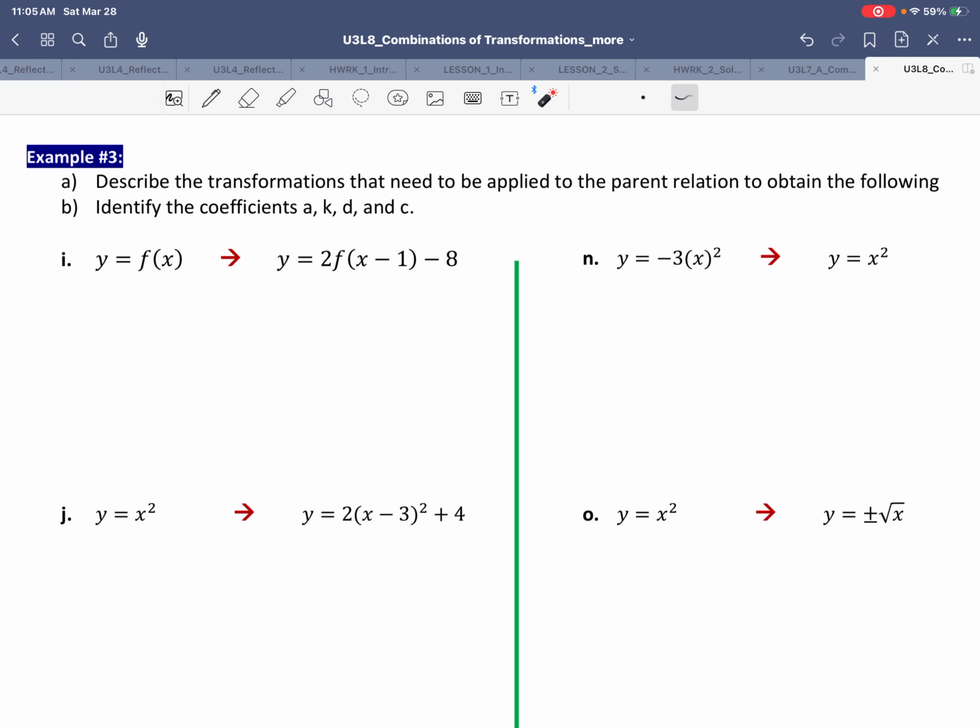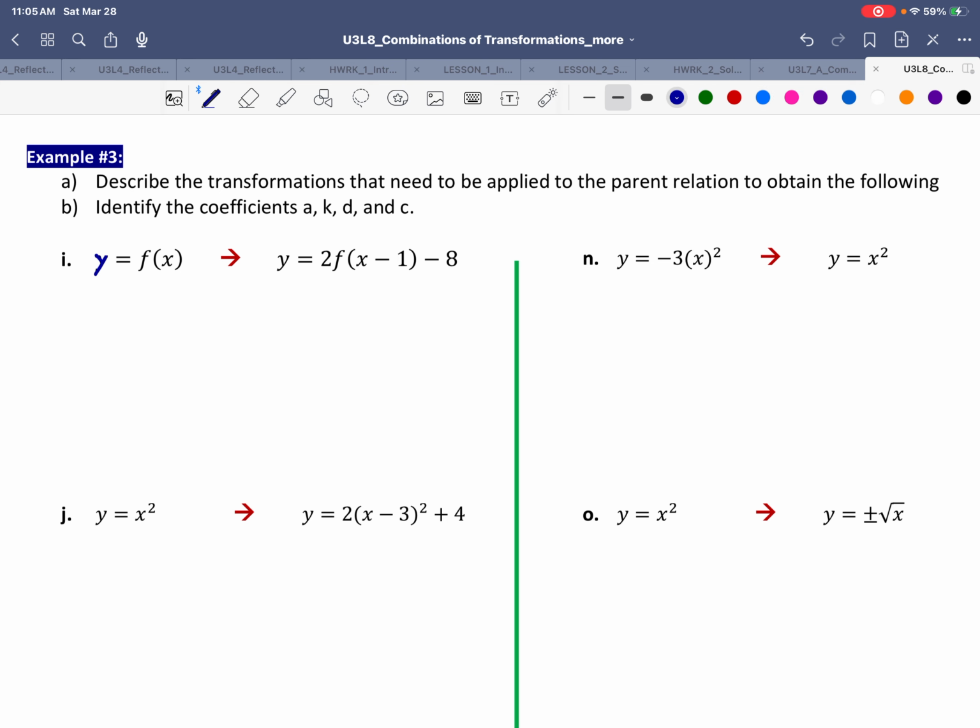Hi everyone, let's take a look at some questions where we have to describe the transformations of a parent function when given the equation of the transformed function. So we have y equals f of x in this case, and we want to explain how these numbers that are transforming this equation will reflect in the graph of the function.